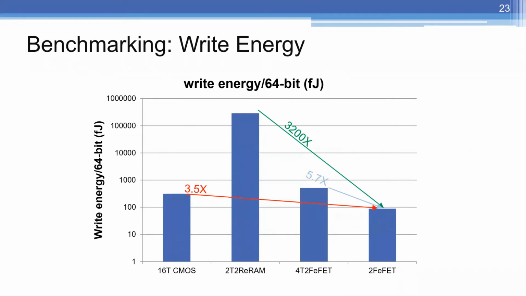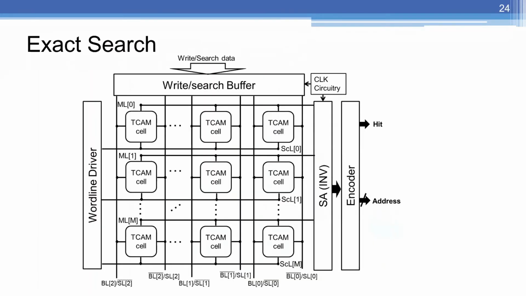And of course, since the FeFET device is a three-terminal structure, the write scheme is voltage-based. Compared with a ReRAM current-based write mechanism, we can achieve more than 3,000 times lower write energy compared with ReRAM-based TCAM designs. By pushing the array level advantages towards the architecture and algorithm level, let's first take a look at the operations of our current TCAM array.